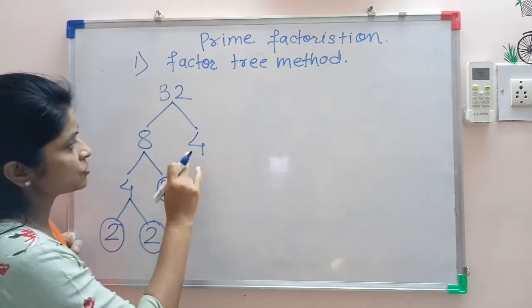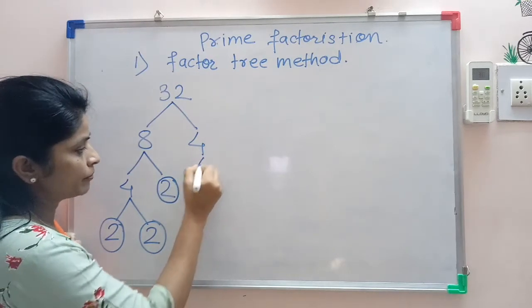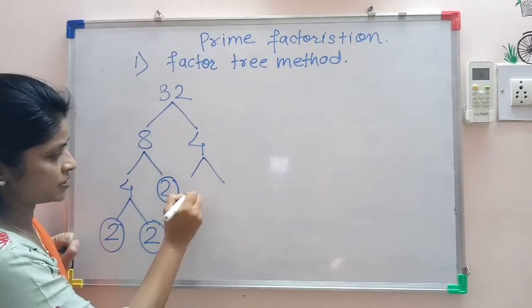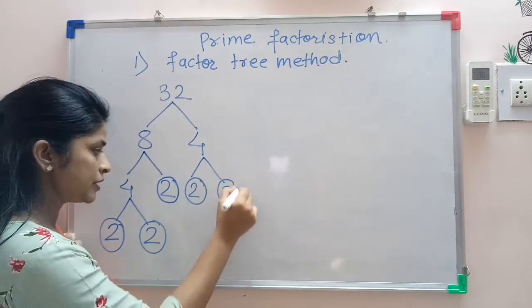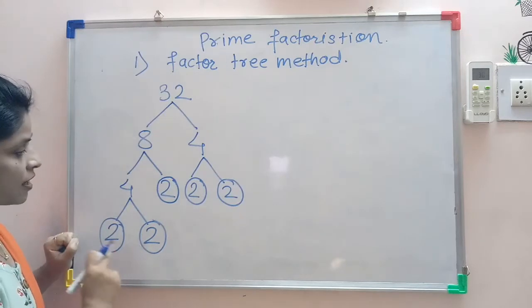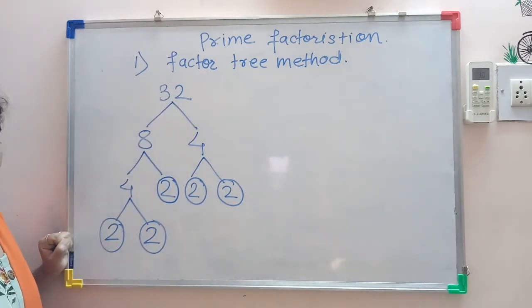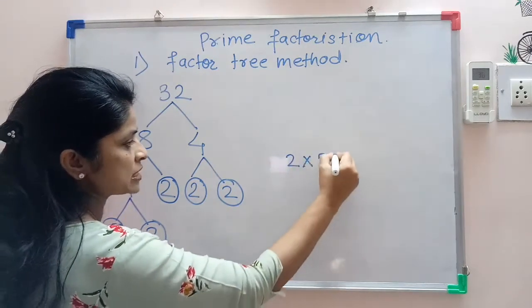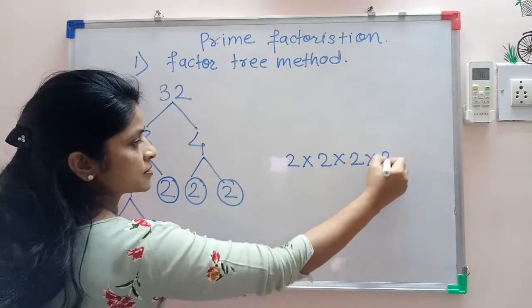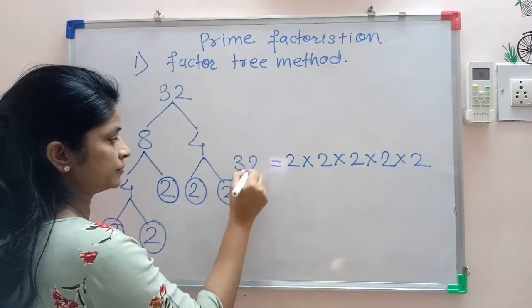Now again we have to take the factors of 4, that is 2 and 2. Now all the numbers which we ring are the prime factors of 32. So when we multiply all these prime factors, we get the product 32.